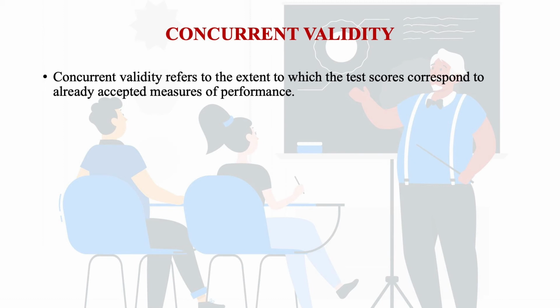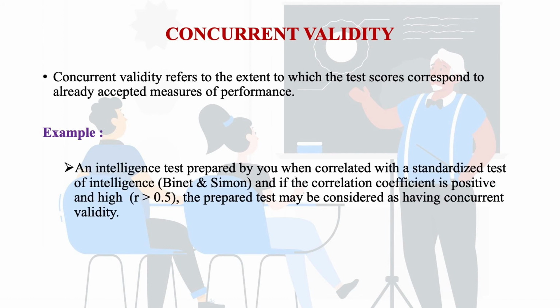Further, concurrent validity is another important method for determining the validity of a test. Concurrent validity refers to the extent to which the test scores correspond to already accepted measures of performance. An example: an intelligence test prepared by you is correlated with a standardized test of intelligence already developed by Binet and Simon. If the correlation coefficient is positive and high, that means if r is greater than 0.5, the prepared test may be considered as having concurrent validity.